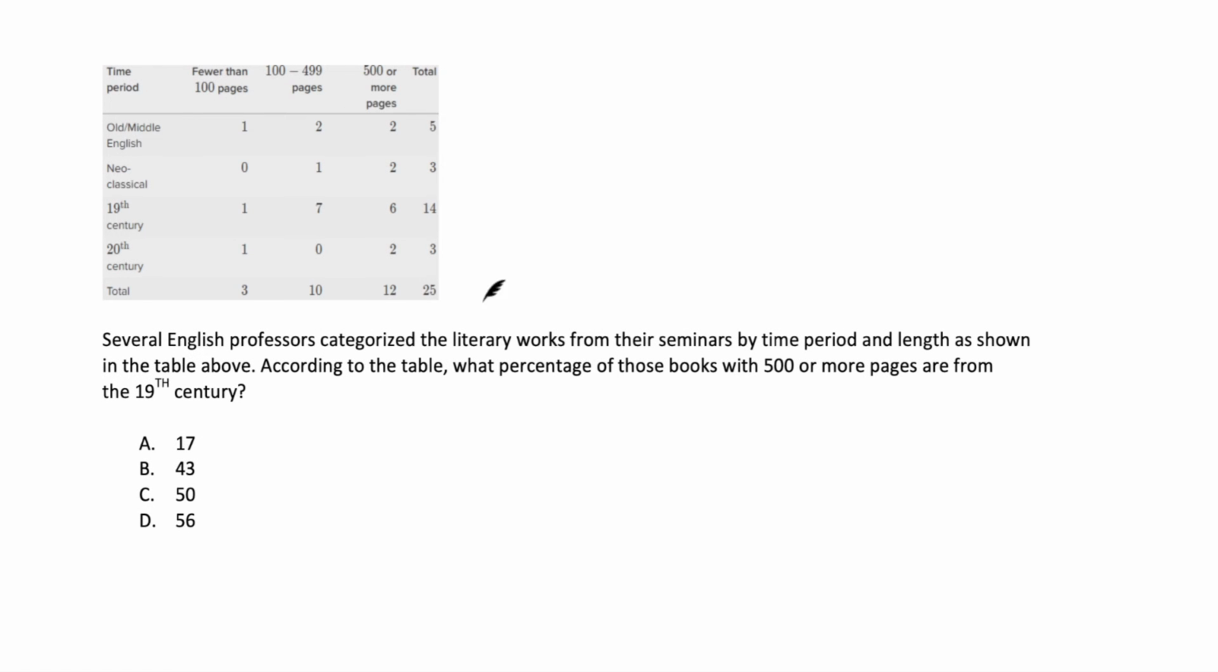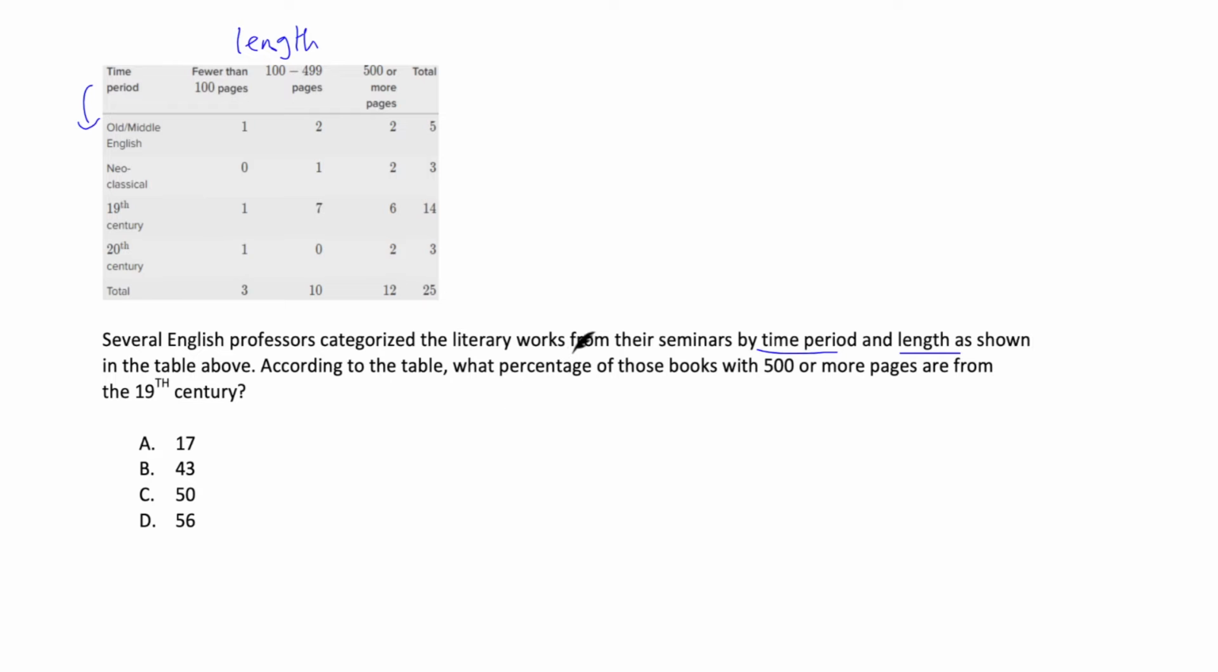Next question. Several English professors categorize the literary works from their seminars by time period and length as shown in the table above. Okay, so this is the time period. The rows indicate the time period and the columns indicate the length. We've got fewer than 100 pages, 100 to 499 pages, 500 or more pages, and then total.